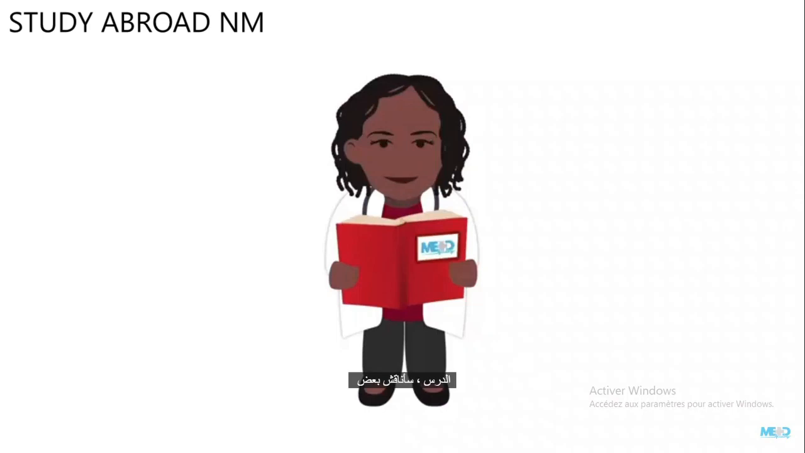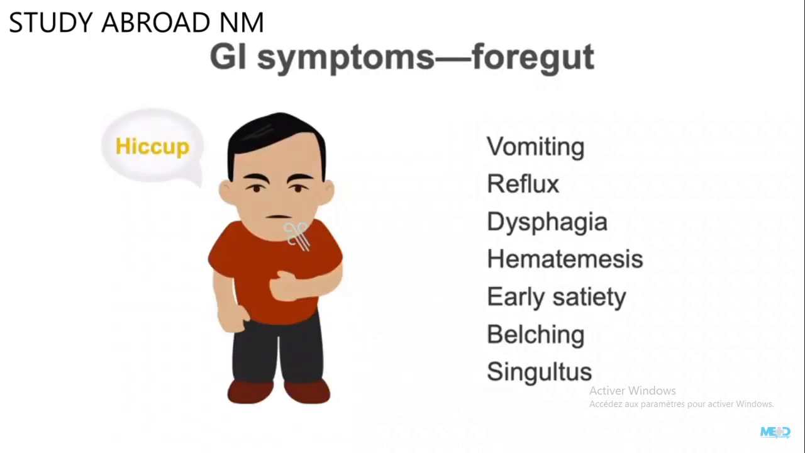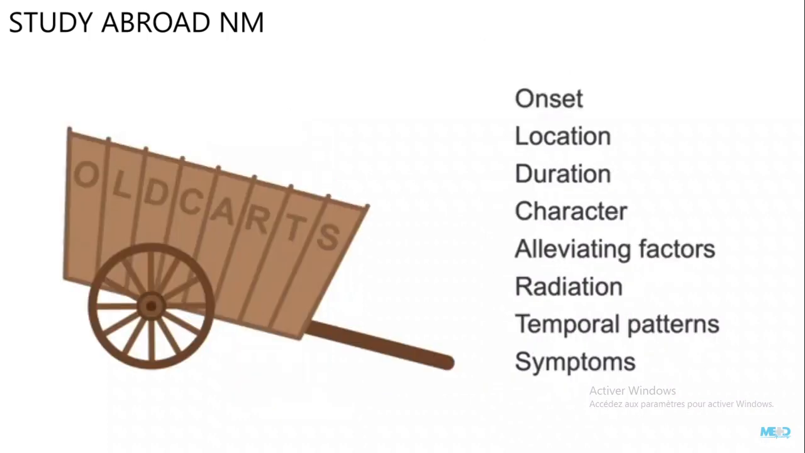I will discuss some common gastrointestinal symptoms a patient may present with when their chief complaint is abdominal pain. This list is not comprehensive, but includes common ones that will help you focus in on specific history questions. Just a quick reminder about our old CARTS acronym used for asking the history of present illness. It is used during the subjective portion of the exam. I will be using S to mean symptoms to describe the associated symptoms.